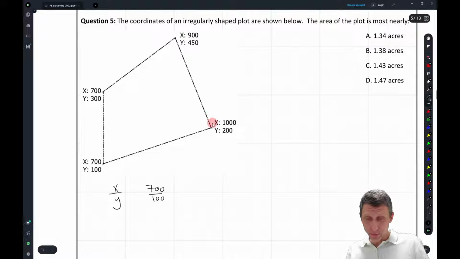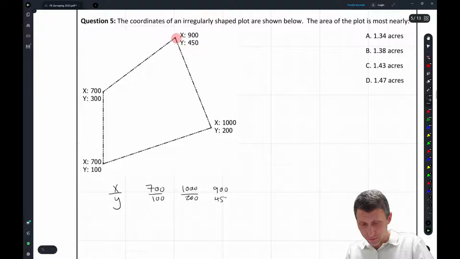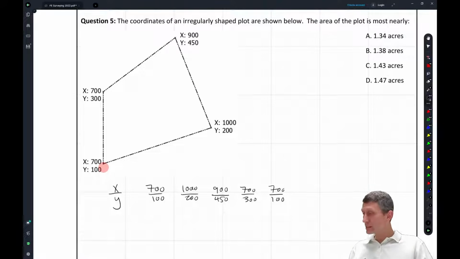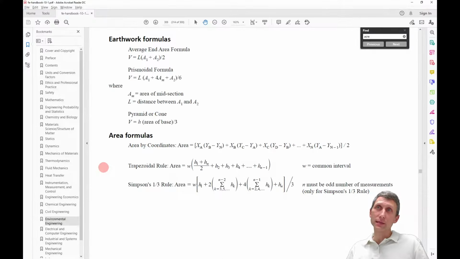I'm going to go to my next point, 1,000 over 200. Then my next point, 900 over 450. Then my next point, 700 over 300. And don't forget, you have to close this thing and come back to the last point, 700 over 100. After I write all these points down, essentially what you see here is area by coordinates. We're multiplying an x value by some kind of y value and some difference between two y values.